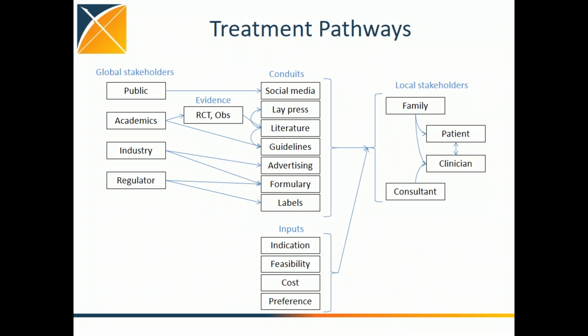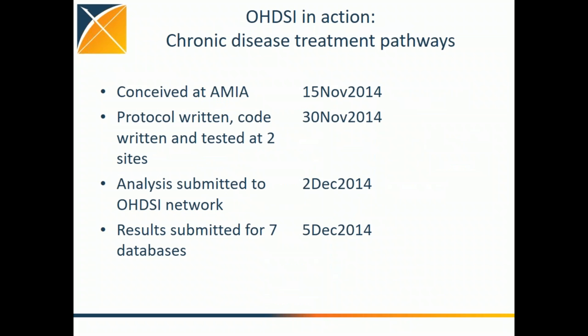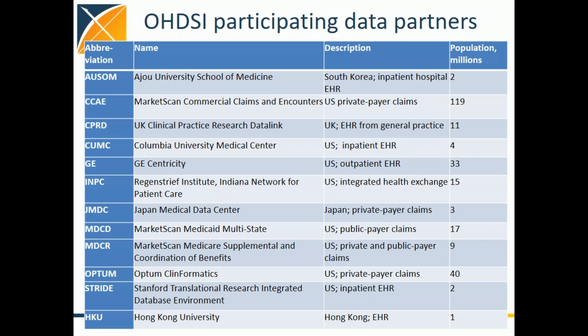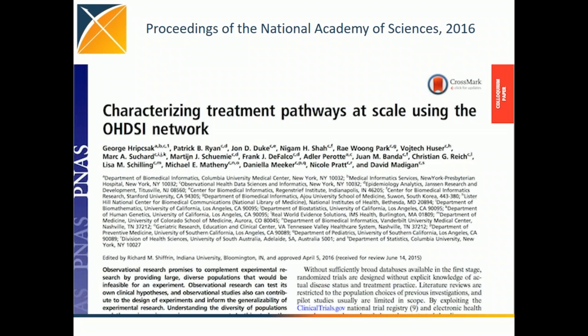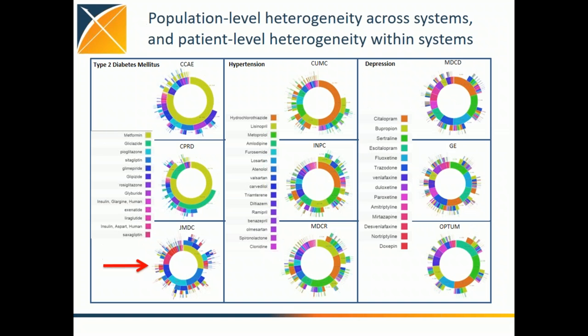How a patient gets treated is a large influence diagram. They don't just follow the guidelines. In November 2014, we had the idea of doing this study. Within 3 weeks, 7 of 12 databases had their results back to us. So very fast turnaround around the world. That was a 240 million patient underlying population. Here are the databases from 5 countries that participated in the study and published in PNAS, a decent journal.